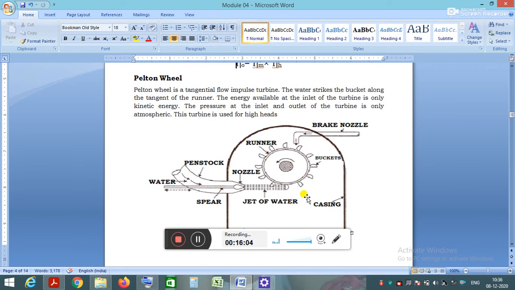Okay, this is about the Pelton wheel, the components of Pelton wheel, and it is an impulse turbine. What is an impulse turbine? Impulse turbine is one in which only the kinetic energy is available at the inlet of the turbine, and it is a tangential flow turbine where the water enters the turbine blades in tangential direction.